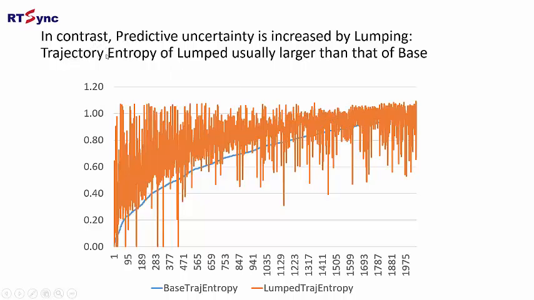First of all, trajectory entropy is the entropy of all trajectories from any of the states for a model. So it's really some summary property of how predictable the behavior is.